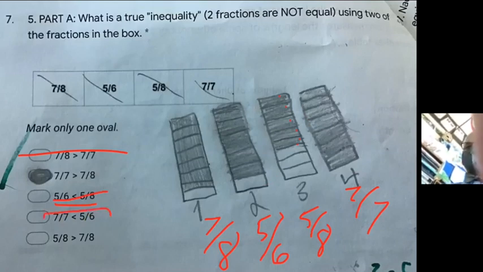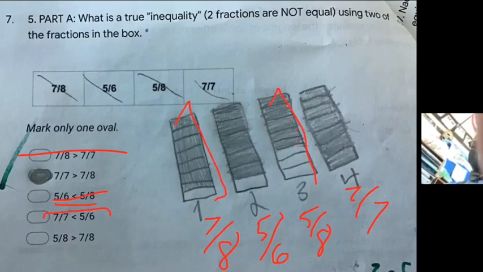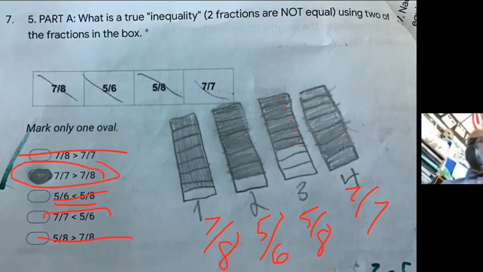How about 5/8 is greater than 7/8? Nope, 7/8 is more. So this one is not correct. So that leaves this one. And once again, this person bubbled in very thoroughly the answer accurately.